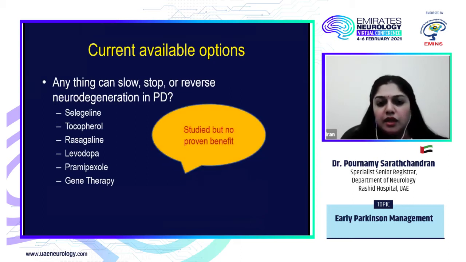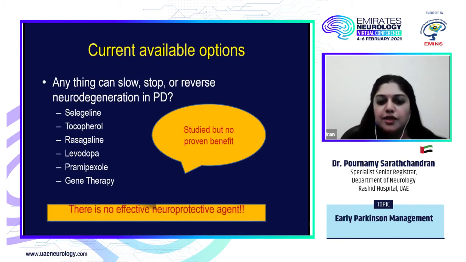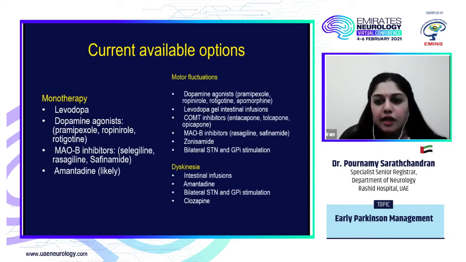But however, none of these studies have shown a proven benefit for reversing or slowing or stopping the neurodegenerative process of Parkinson's disease. That means once the neurodegeneration starts, it slowly progresses. So there is no effective neuroprotective agent as of now. So what are the current available options?